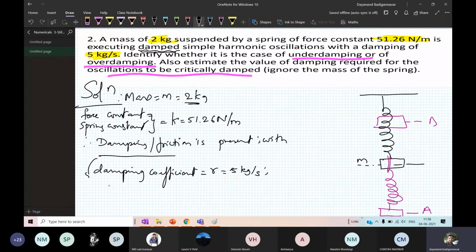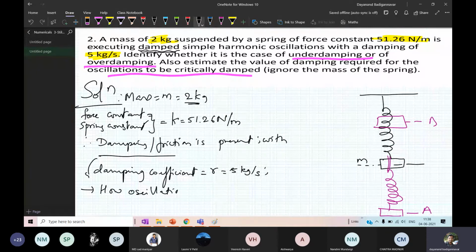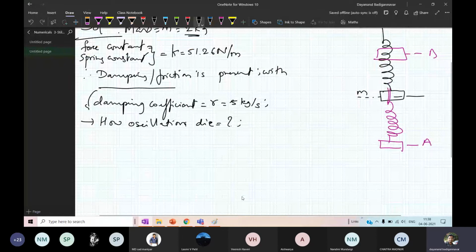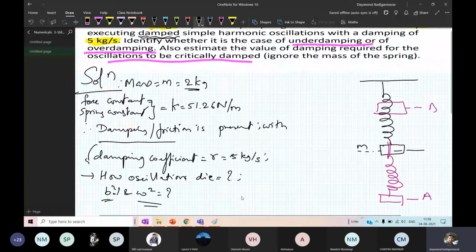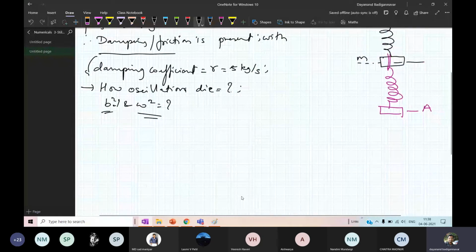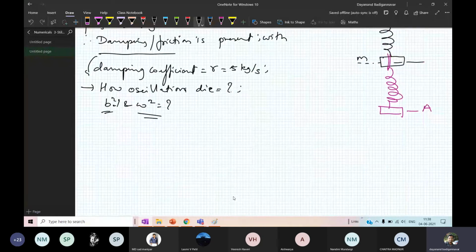Now, how do the oscillations die? Same as the problem you have done. You have to check whether it is underdamping, overdamping, or critical damping. For that, you should know B square and omega square. Both should be known. B square is not known, omega square is not known. You have to calculate B and omega, so your work is to evaluate the value of B as well as omega square.